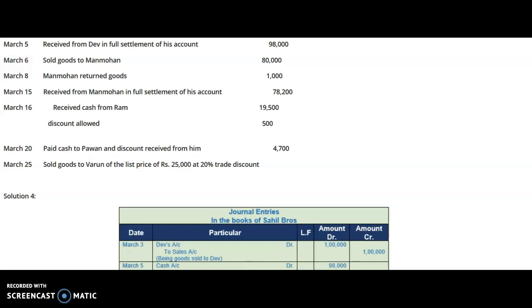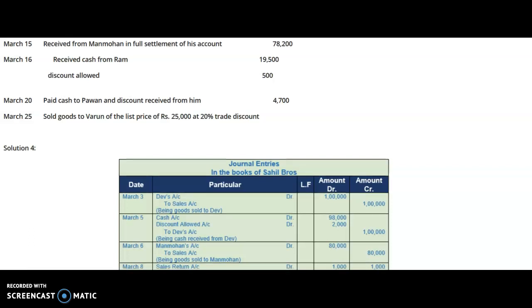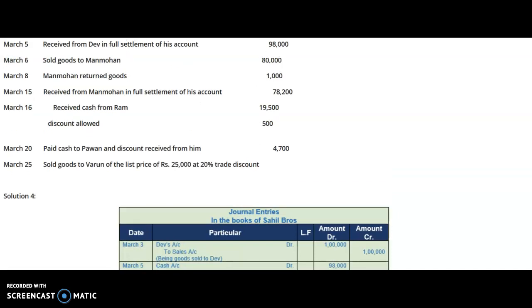The third transaction says sold goods to Manmohan. Very easy, it is a part of credit sale, so two accounts are there. Manmohan is a personal account. Sales is a very simple real account that includes the goods. The rule of real account says debit what comes in, credit what goes out. Goods are going out, so we credit the sales account. Manmohan is a personal account, which says debit the receiver. When the goods are sold to Manmohan, he is the receiver of the goods. So the entry will be Manmohan's account debit to sales account with the amount of the transaction, that is 80,000.